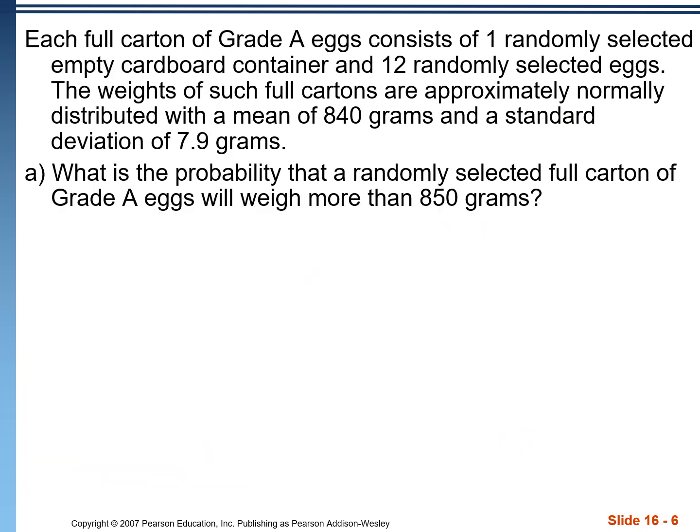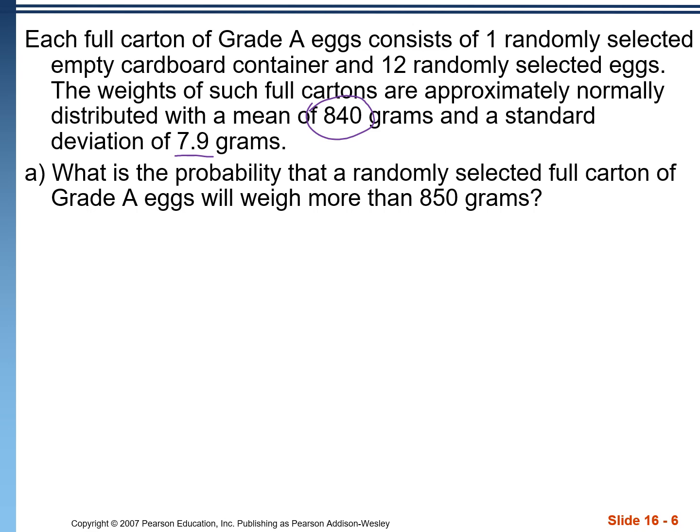This next example is a full FRQ from the 2013 AP test, and like most FRQs, they like to throw something at you that makes you think outside the box a bit. So here it's talking about a carton of 12 eggs. It includes one randomly selected cardboard container and 12 randomly selected eggs. It tells us that the mean of this total container with the eggs is 840 grams with a standard deviation of 7.9 grams. Part A, just a z-score problem.